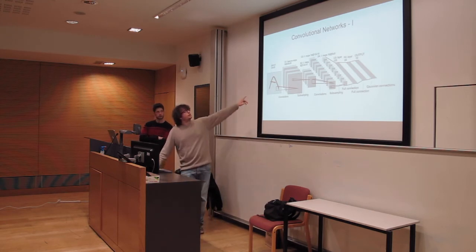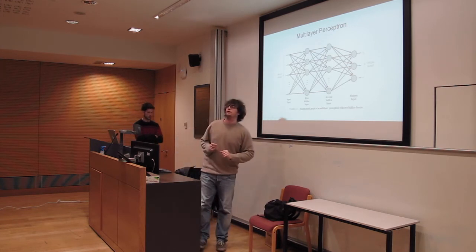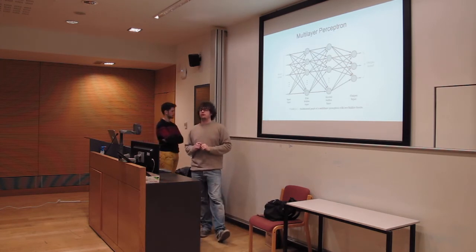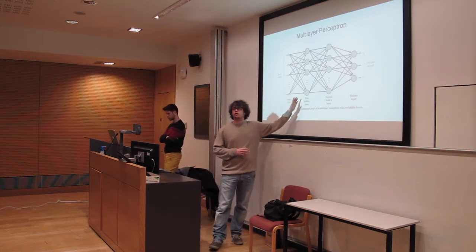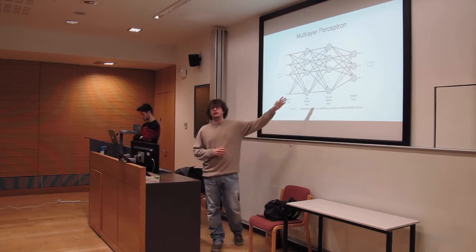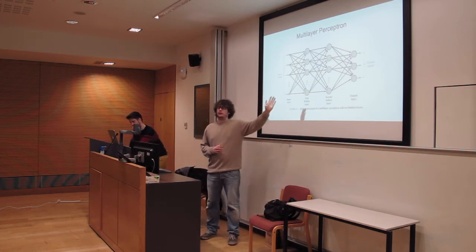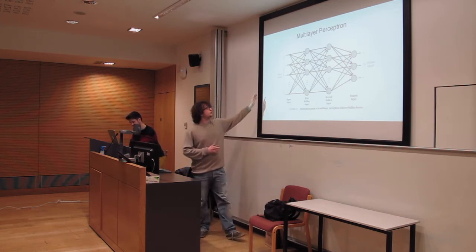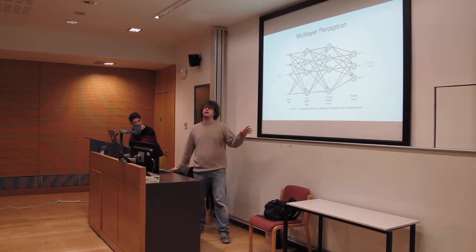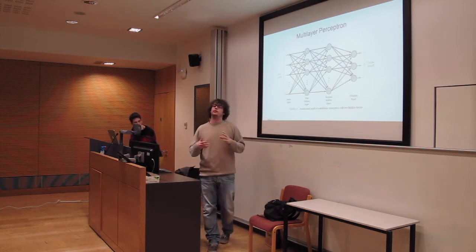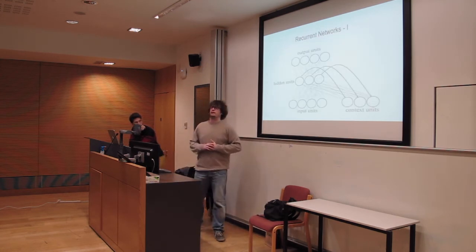Both these networks, the convolutional network and the multilayer perceptron, have an important characteristic, which is that they are what is called feedforward neural networks. In a feedforward neural network, the information only flows in one direction. Each layer only feeds into the subsequent layer, and the information flows monotonically from the input to the output. But this is not necessarily the case. You could have loops inside your network, and you could have more complex structures. And this is what happens with recurrent networks.